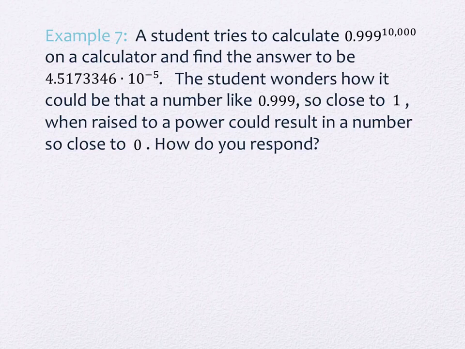So we're going to consider the 0.999 and just squaring it. So we're just going to square it. Grab your calculator, punch the 9's in, and raise it to the power of 2. And what do you get? 0.998001.